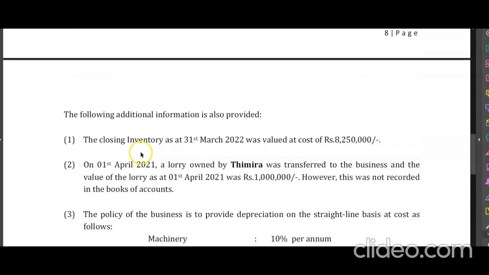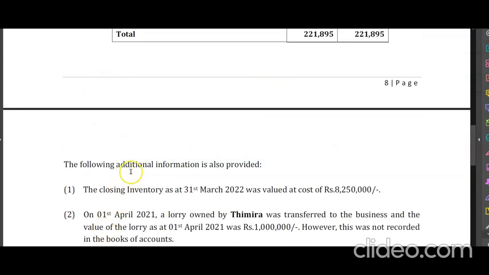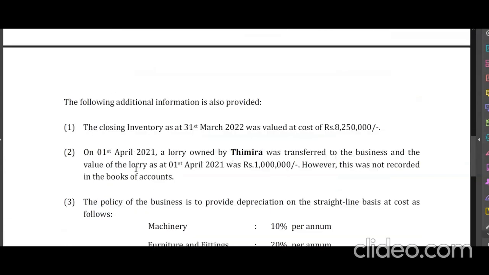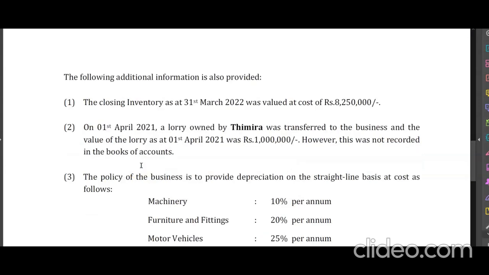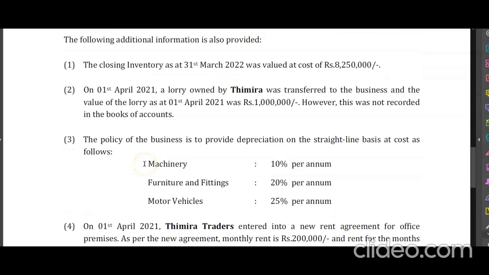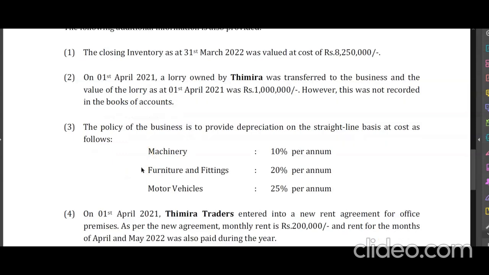Let me give a brief introduction about this question with some tips on how to attempt this kind of question. This kind of question should be attempted from the bottom. You should not come from the top, you should come from the bottom. That means you should be aware of what has been written in the additional information. You should adjust for that additional information in your trial balance.